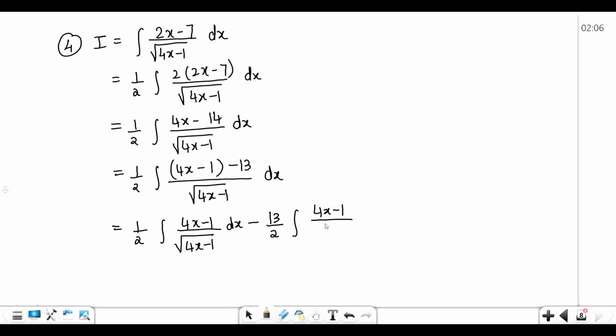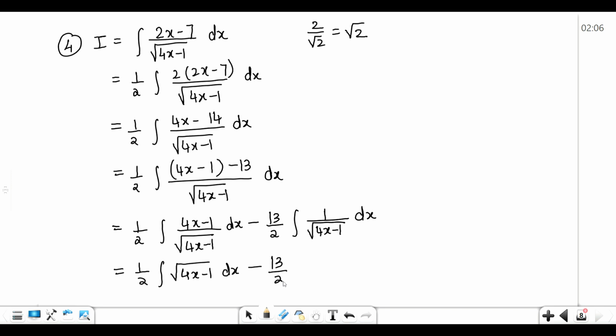Here it will be 13 upon, since we have already taken the 13 outside, 1 upon the square root of 4x minus 1 dx. If you solve this, this is just like 2 upon root 2, which gives root 2. So here also you will get 4x minus 1 dx. We won't integrate right now, I'll keep this as it is for now.